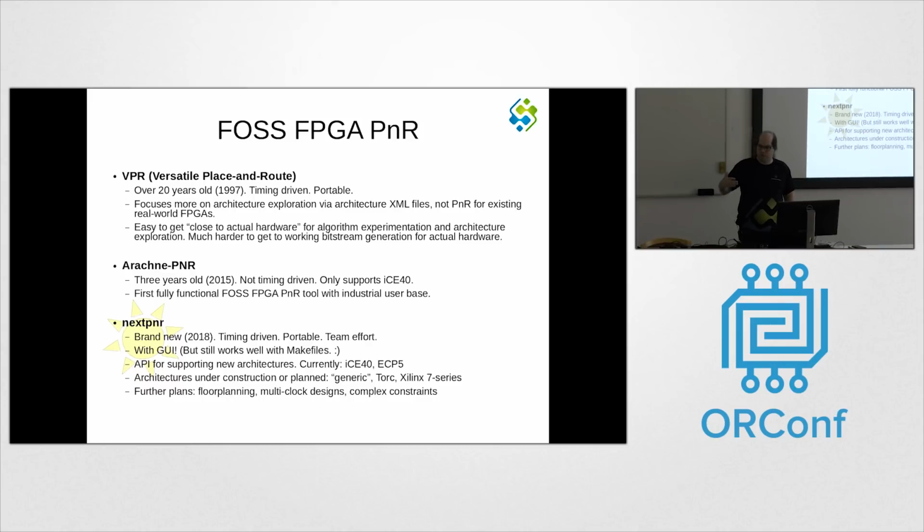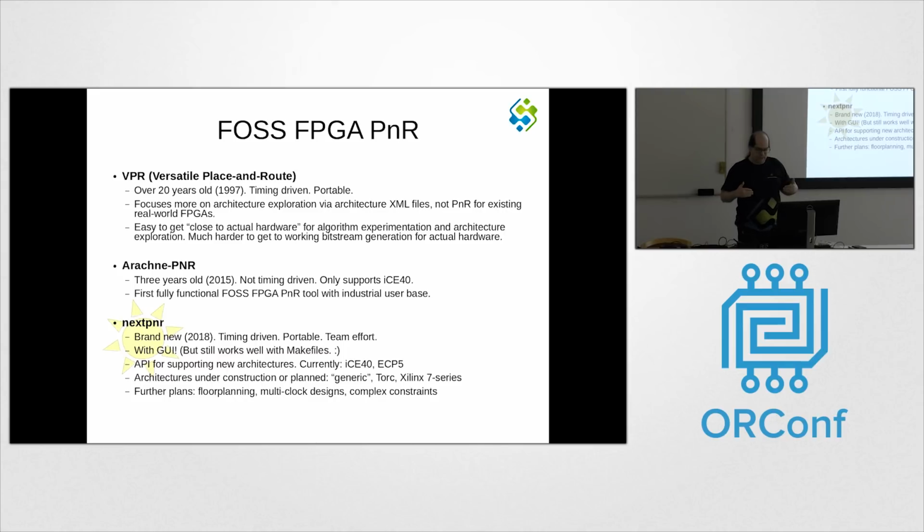So I said it's portable. The way we do this is there is an API between the core nextpnr algorithms and your architecture description. And if you would like to add a different architecture, you just have to implement this same API, and then the rest of nextpnr will be able to work with this description.